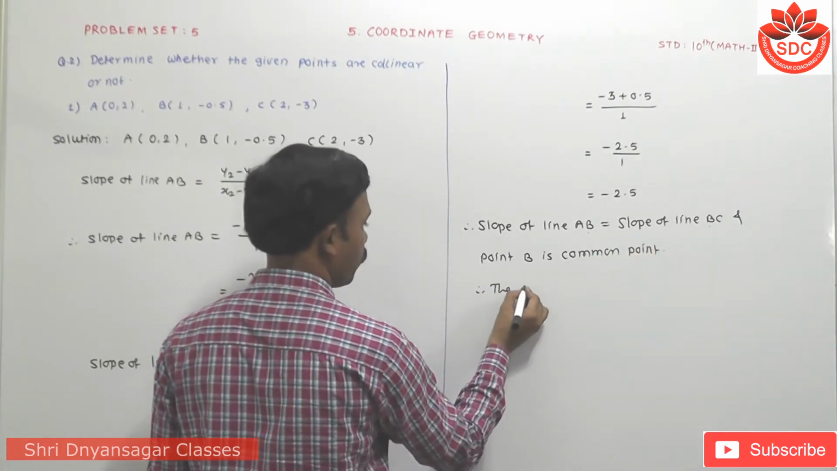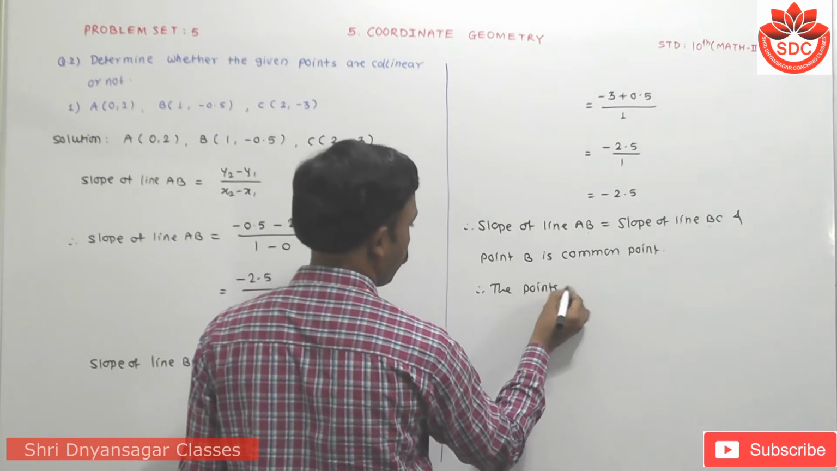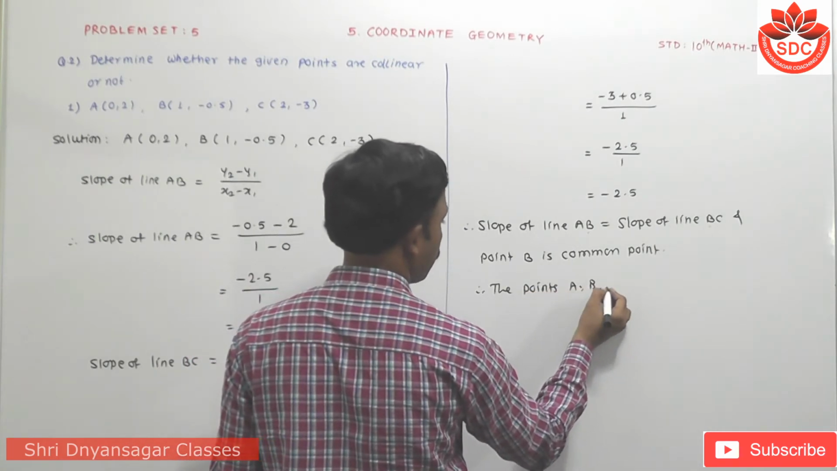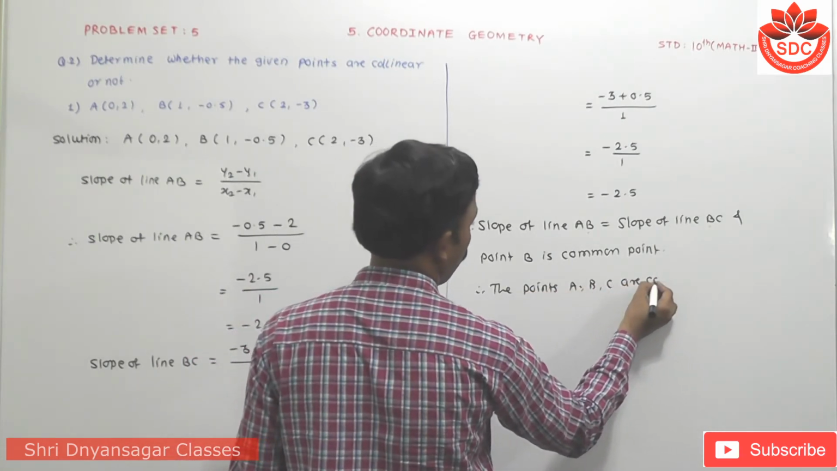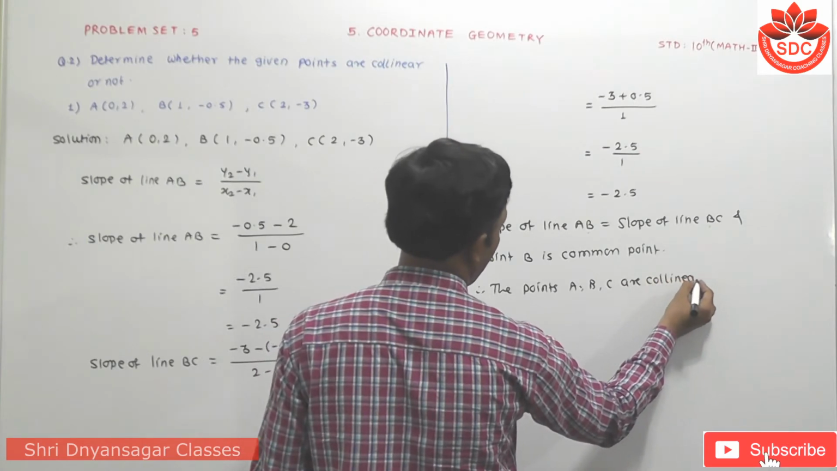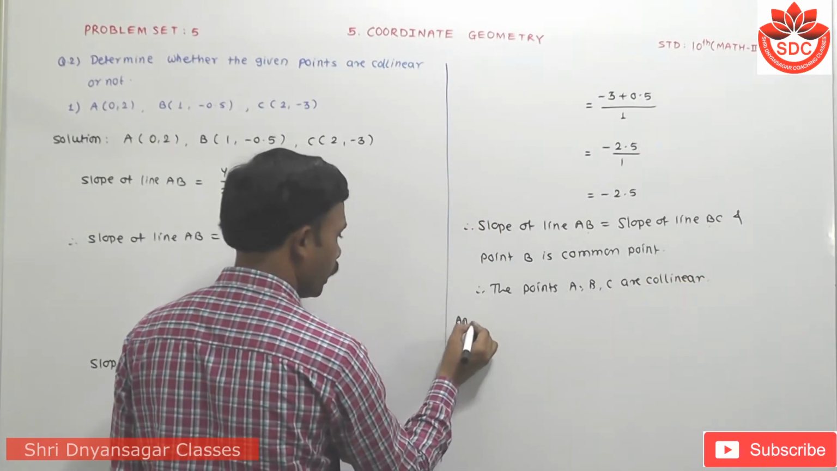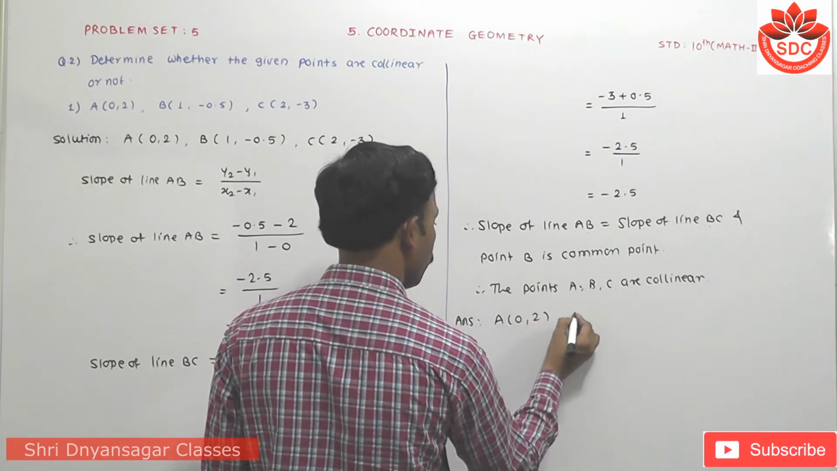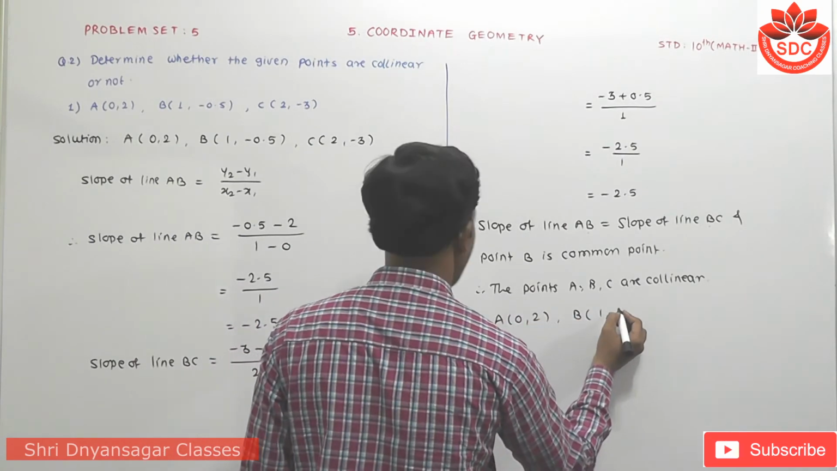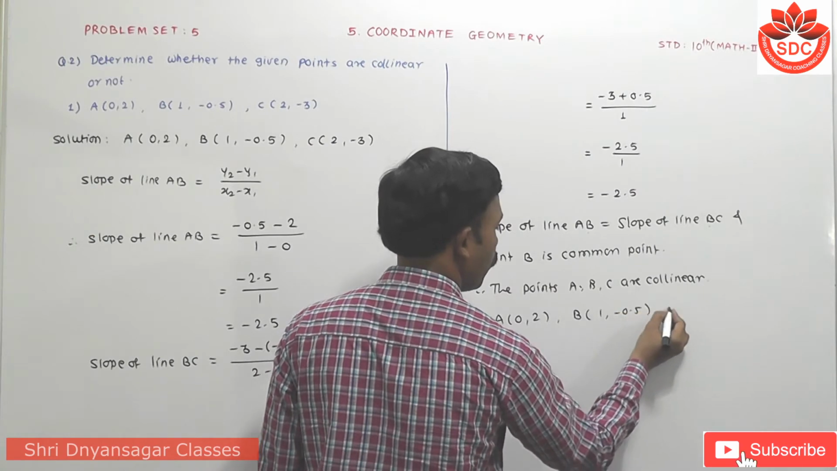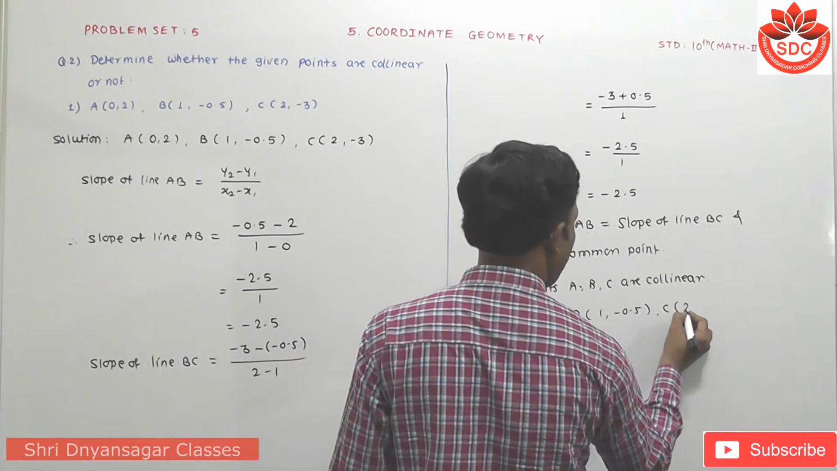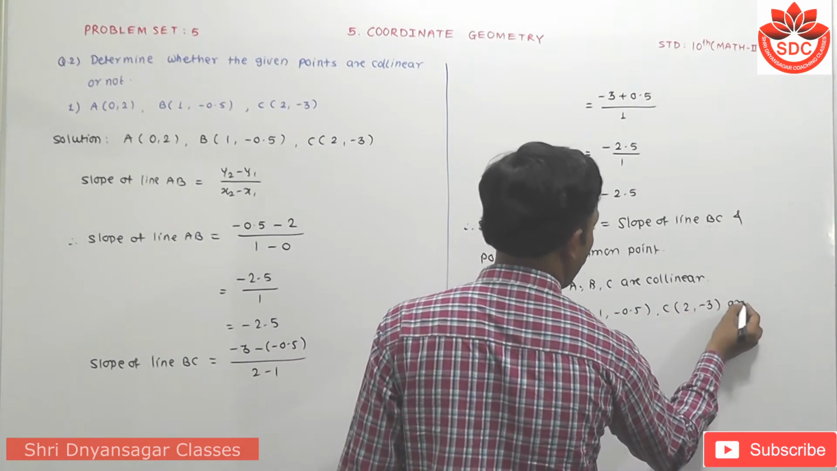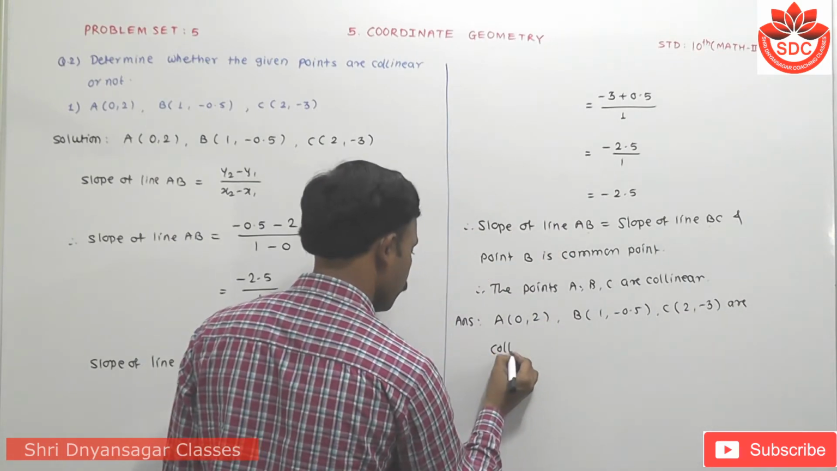Therefore the points A, B, C are collinear. Therefore answer in full sentence. Answer: A having coordinates 0, 2, B having coordinates 1 and minus 0.5, C having coordinates 2 and minus 3 are collinear points.